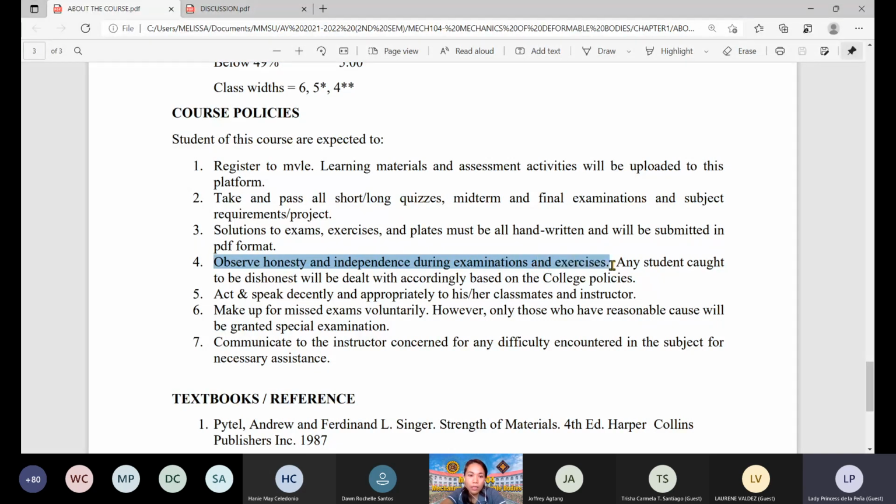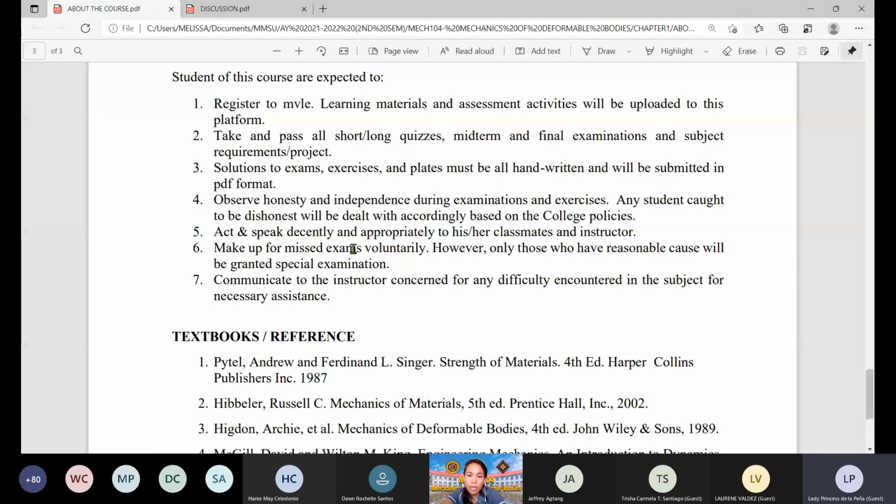And then, next, act and speak decently and appropriately to his or her classmates and instructor. So, make up for missed exams voluntarily. However, only those who have reasonable cause will be granted special examination. So, ito hindi ako yung instructor na nagre-remind sa inyo. So, whenever meron kayong na-miss na exam, it's up to you to message me or approach me. Ma'am, hindi po ako nakapag-exam ng ganito. Kailan po yung special exam ko?